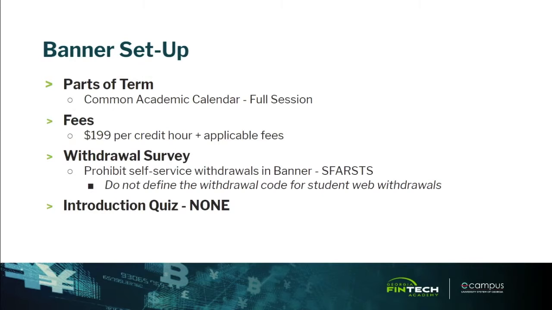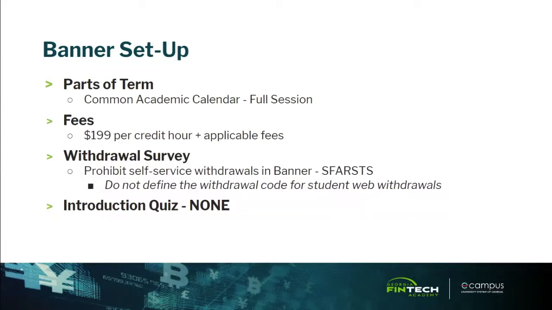So initially, when you're setting up Banner, a few things to consider is first, part of term. As Sarah mentioned, these courses do follow the Common Academic Calendar, and the core courses are full session. If you choose to adopt any of those additional courses, like the Middle Georgia courses, those parts of term may fluctuate a little bit depending on their course offerings and how they have those courses set up. But those Common Core courses are full session, and you have a couple of choices when you determine which part of term you would like to use for these courses.